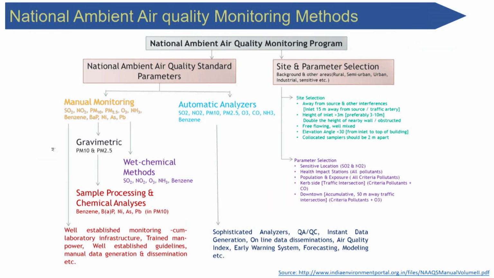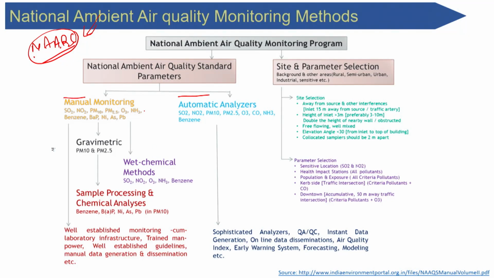In India we have the National Ambient Air Quality Standards, also called NAAQS. These include monitoring methods. We have different monitoring methods for this: for example, you can have an automatic analyzer or manual monitoring.